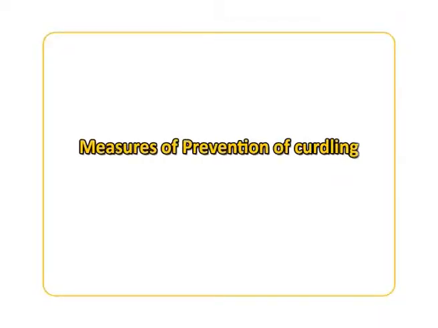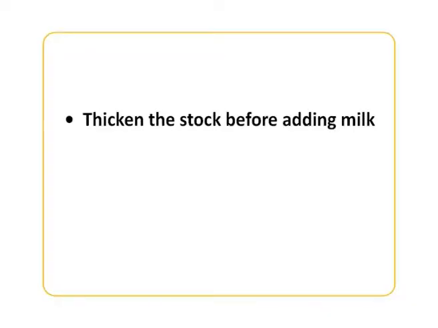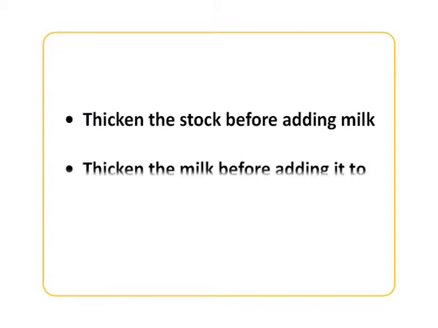Some measures of prevention of curdling include: first, do not combine milk and simmering soup stock without the presence of roux or other starch. Following measures are to be taken. First, thicken the stock before adding milk, or thicken the milk before adding it to the soup. Second, do not add cold milk or cream to the simmering soup. Do one of the following.